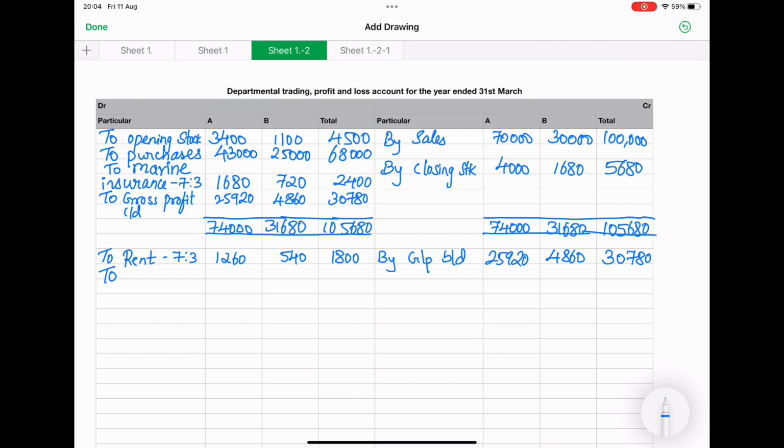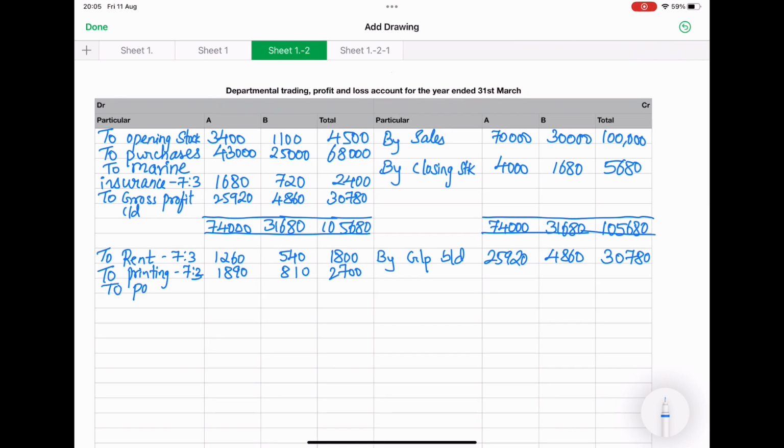to printing and stationery. To printing, 7:3. Total value of printing and stationery is 2,700. 2,700 into 7 by 10. So we are going to get 1,890. For B, 810. Next, to postage. Postage is also in the same ratio, 7:3. 600 into 7 by 10, 420, and 600 into 3 by 10, 180.